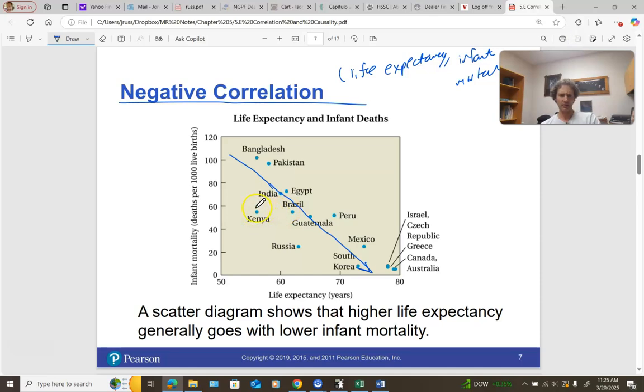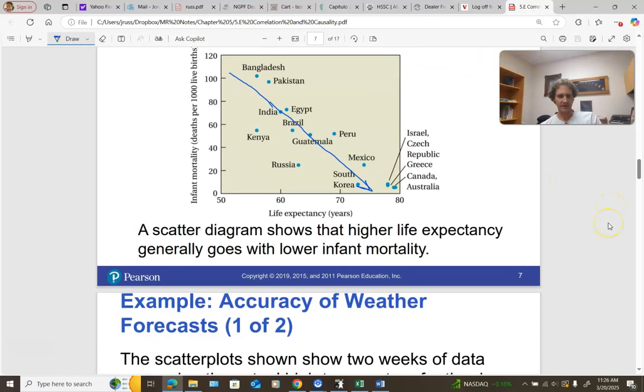And then same thing like right here for Kenya. But up here at Guatemala, it has a decent life expectancy, but its infant mortality rate is actually quite high. Okay, and then you can see these third world countries like Pakistan and Bangladesh, they have really low life expectancies, and they also have relatively high infant mortality rates. All right, well, I'm not going to belabor this anymore.